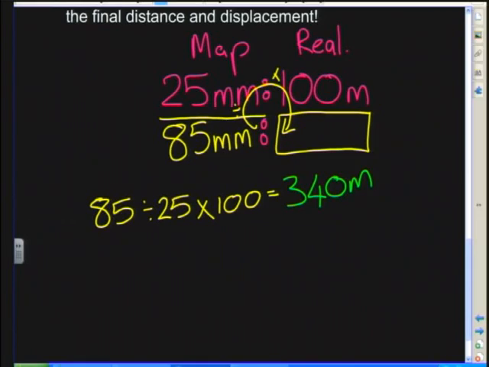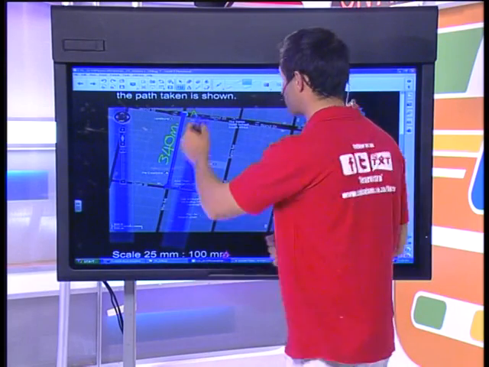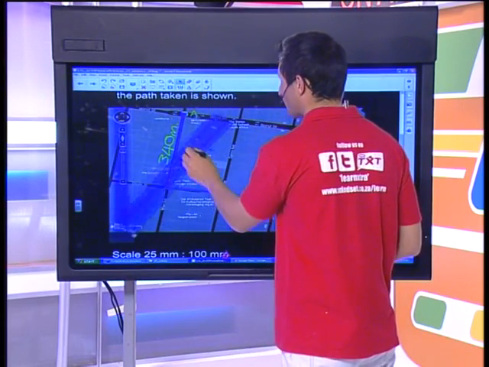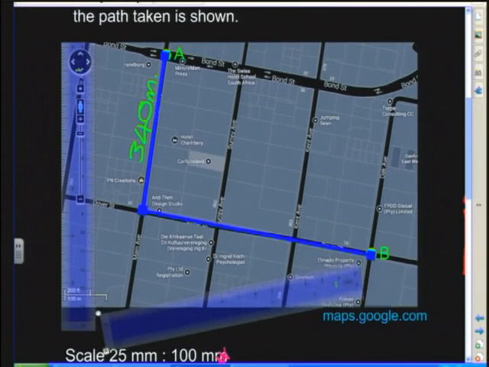Let's mark that on the map, because last week I told you that you should write onto your map the real distances. So that was 340 meters, the first part of my journey. But I went further. I turned left once I reached there. So what I'm going to do now is move my ruler, and we're going to measure the second part of this. So we actually need to change where we're going there.